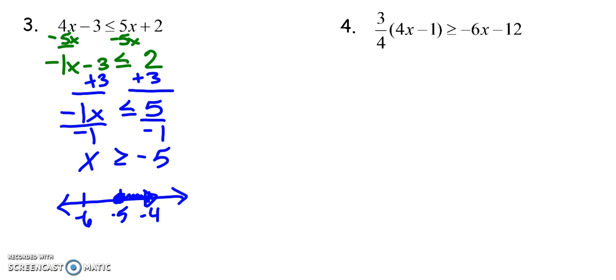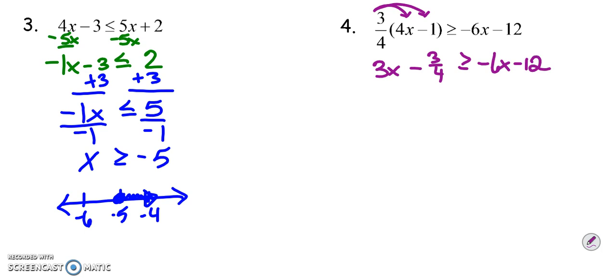All right, our last one, we have to distribute our 3/4. You can do this two ways. You can distribute 3/4, or you can multiply both sides by the reciprocal. I'm going to go ahead and just distribute these. So that gives me 3x minus 3/4 is greater than or equal to negative 3x minus 12.